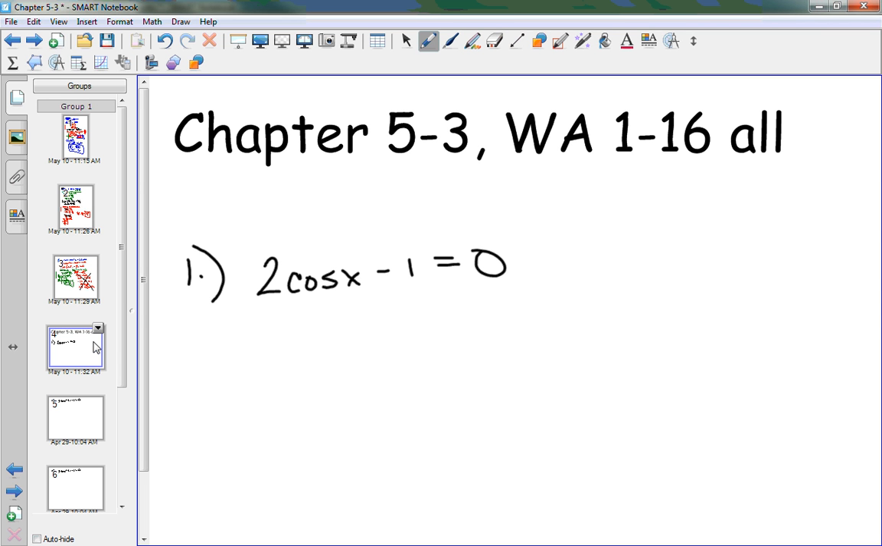Tonight's homework is written A1 through 16 all. Now, you have to read the instructions. I can't say this any clearer than that. If you skip the instructions, you're going to jack up your whole problem. Because the problem will ask, give me all the answers between 0 and 2 pi, or they ask you for restrictions then.